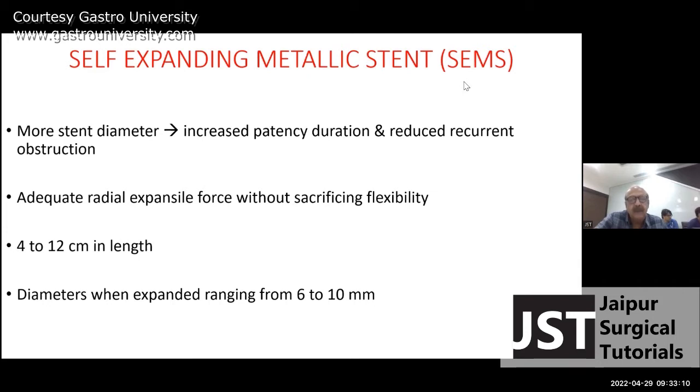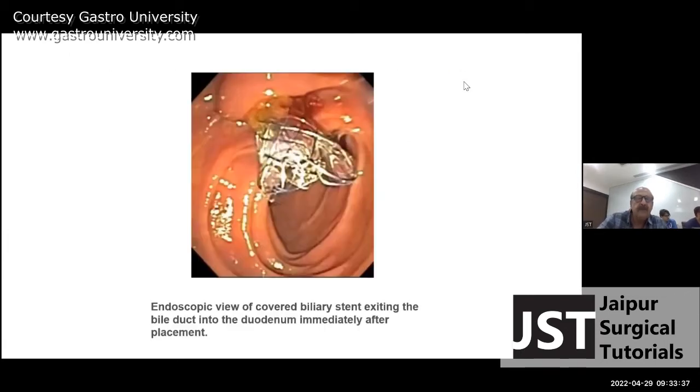Without sacrificing the flexibility, they are made of nitinol, and they come in lengths of 4 to 12 centimeters. Depending on the MRCP, you can decide the length of the stent required before subjecting these patients to ERCP. Diameters of different types are available, ranging from 6 to 10 millimeters, but normally we use a 10 millimeter diameter. This is how the metallic stent looks coming out of the papilla after the stenting.